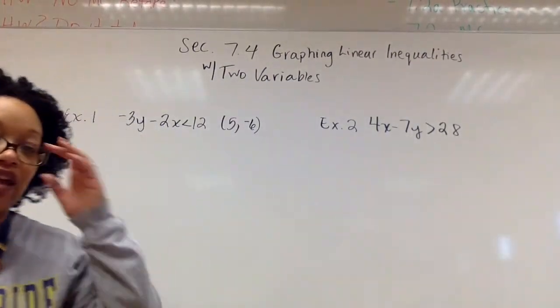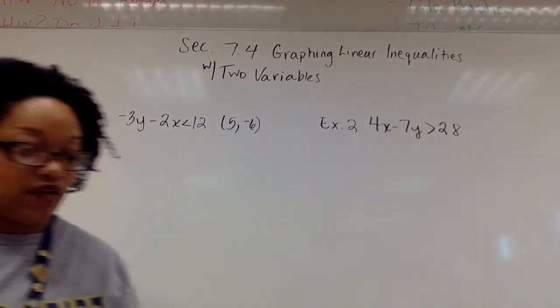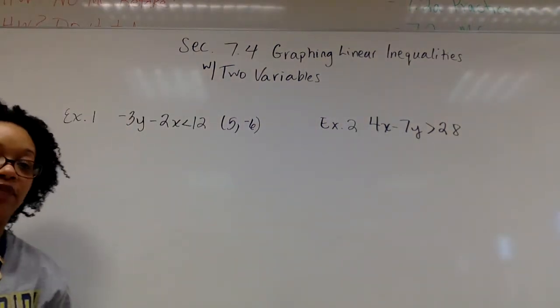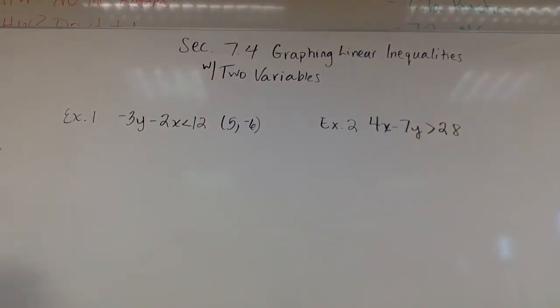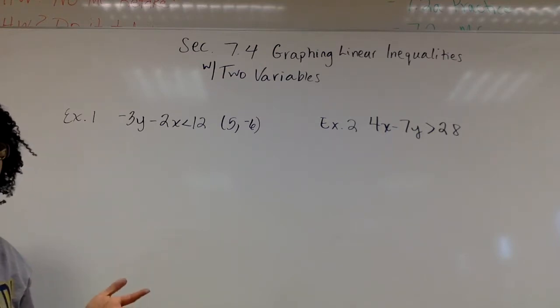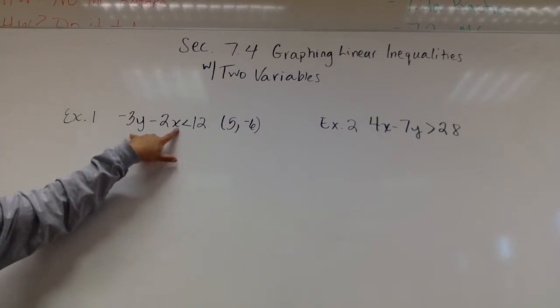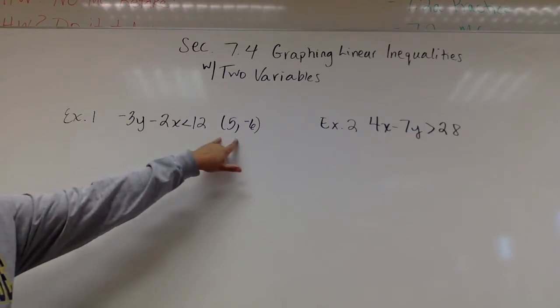So let's look at some examples of how this ordered pair thing works. Here's what you have for example number 1. Negative 3y minus 2x is less than 12. We're used to seeing something like this, but if you notice, this is a little different because now you have 2 variables instead of 1. Okay? Now, here is your ordered pair.